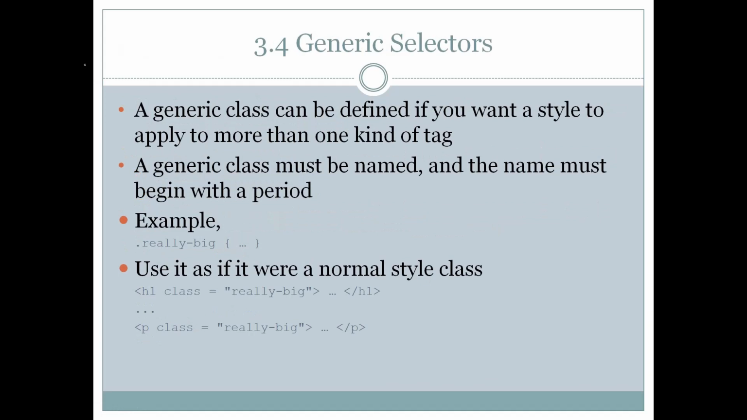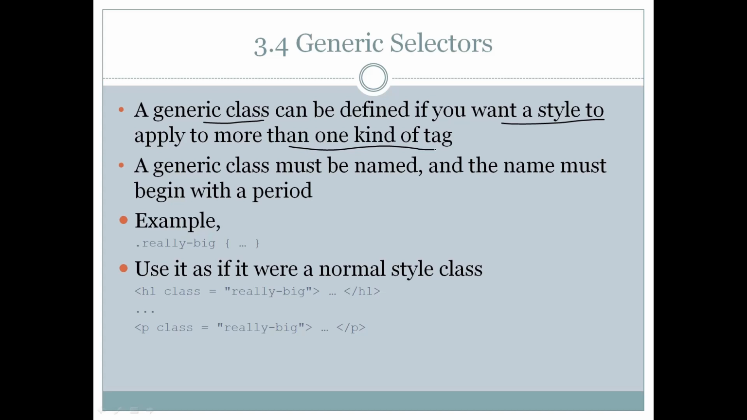Then we have a generic selector. A generic class can be defined if you want a style to apply to more than one kind of tag. If you look at the class selector, whatever style we apply is applied only to a specific tag. I have specified h1.red color, so the class red color can only be applied to h1 tags, not to any other tags, remember.